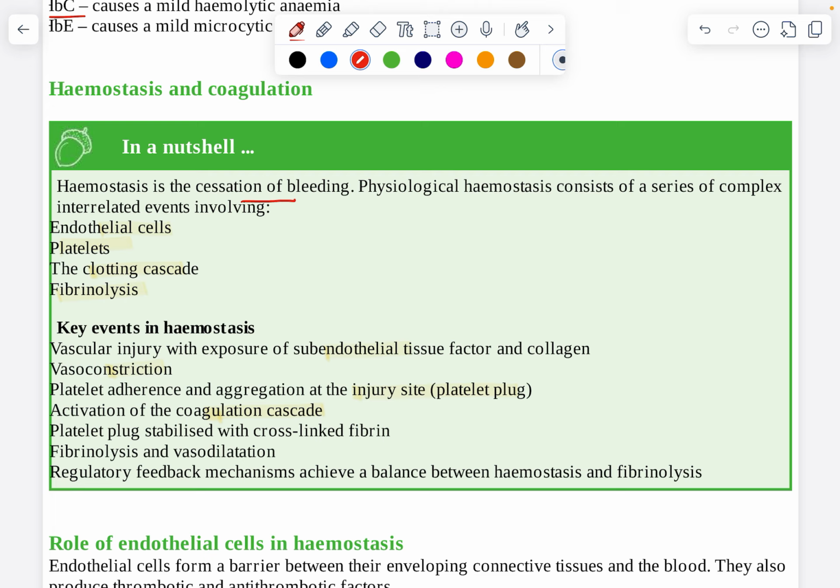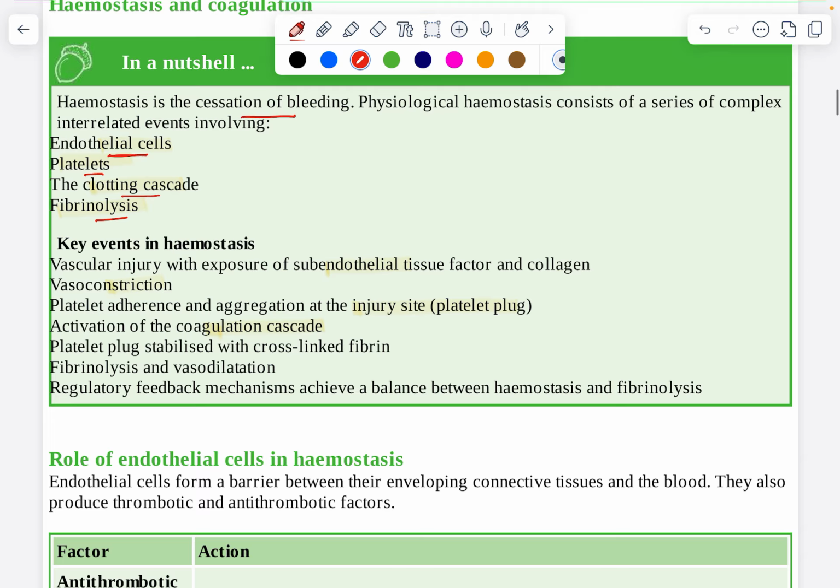This involves endothelial cells. Endothelial means the internal cells lining the vessels. Second is the important platelet and clotting cascade, then fibrinolysis. These are the series of events that occur. Key events in hemostasis: vascular injury is the first thing, exposing subendothelial tissue factor.